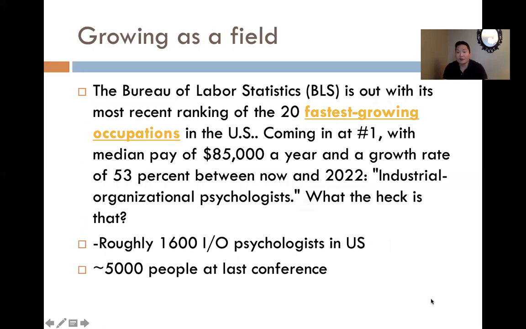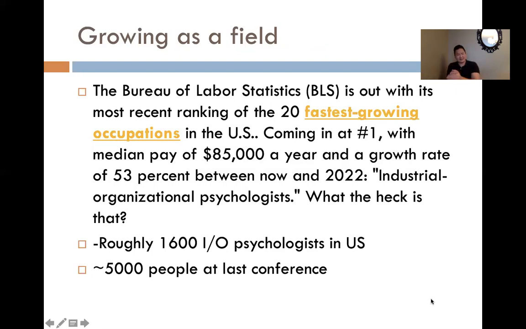Like I said, we're growing. The Bureau of Labor Statistics comes out with its fastest growing occupations list every year. And in the last 5 years, IO psychology has been in the top 5. A couple times a year, it's come in at number 1. Now, granted, there's only 1,600 of us or so in the US, there's more worldwide, but there's graduate programs, we're putting out more people.